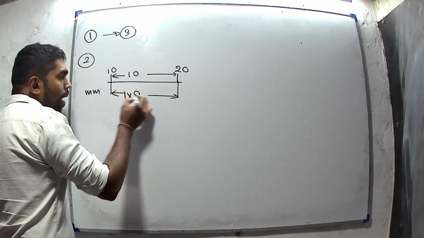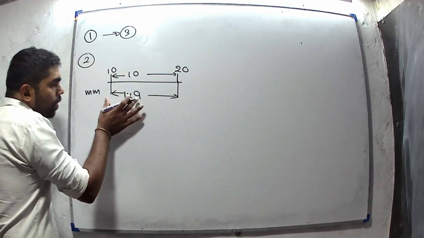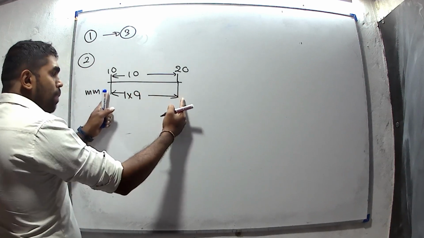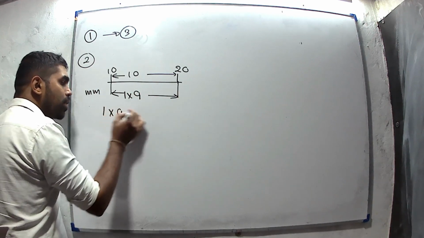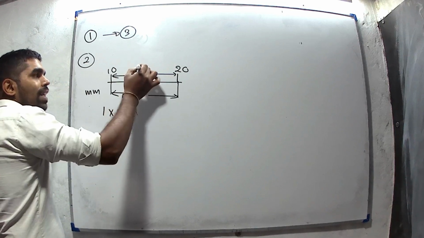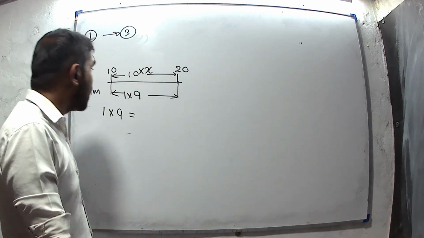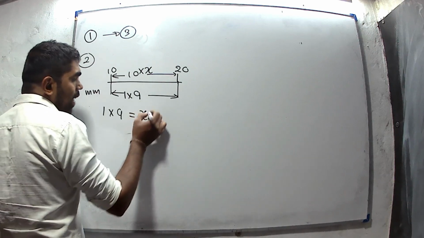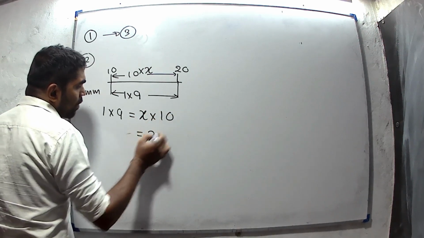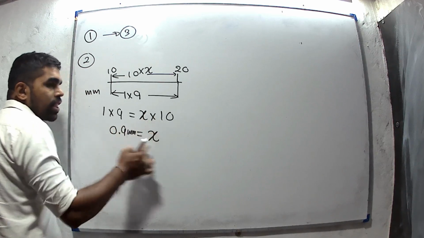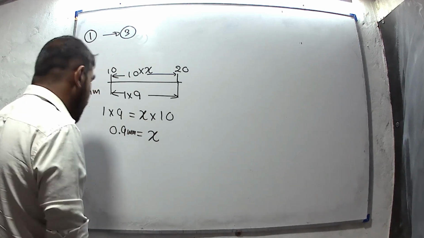1 millimeter, 9 parts. Then the length of these parts is 1 into 9 millimeters. This should be equal to the vernier scale length. I will consider the length of a vernier scale part as x. Then x into 10, and we can find the value of x: 0.9 millimeters. This is the length of a vernier scale division.